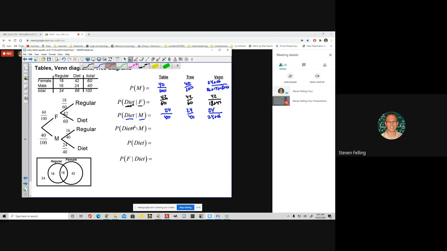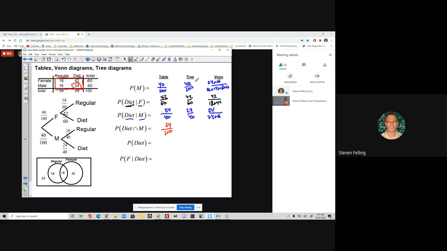What's the probability of diet and male? Now, there's no line here, so this is a simple probability, and that means we're talking the entire table, but we have to include people that are diet and male. So the only ones that are diet and male are these 24. They're in the intersection of the diet and the male column. So 24 out of the 100, right?